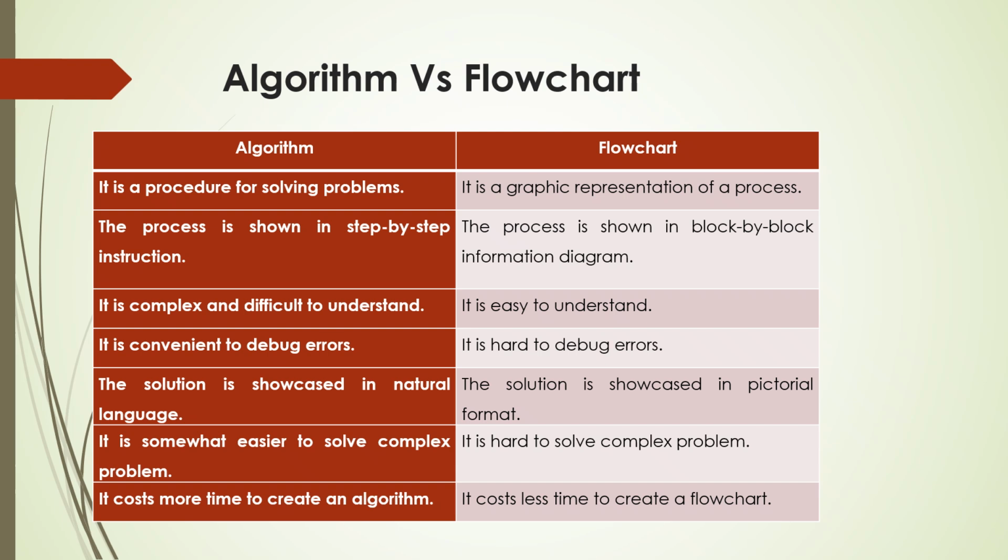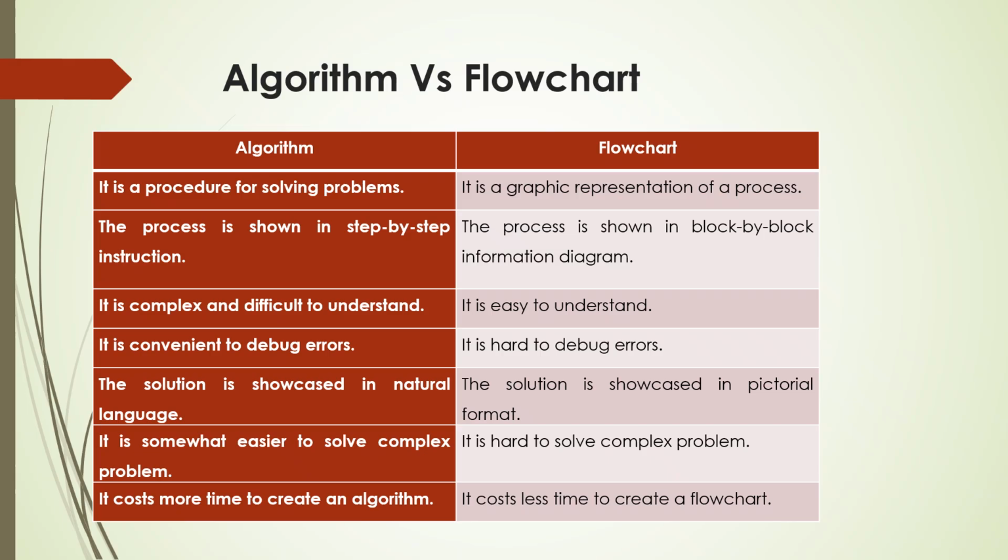Fifth, form of representation. Algorithms use simple English or natural language. They do not require special symbols. Anyone who understands the language can easily read an algorithm. Flowcharts, however, use standardized graphical symbols. Every symbol has a fixed meaning. For example, an oval represents start and end, a parallelogram represents input and output. Because these symbols are internationally accepted, programmers across the world can understand a flowchart without a language barrier.